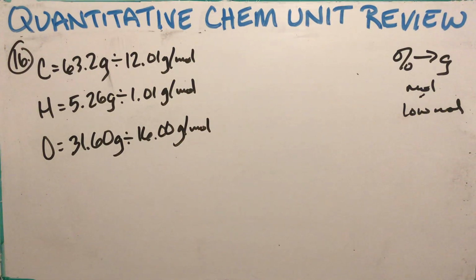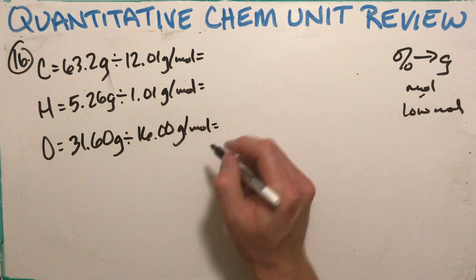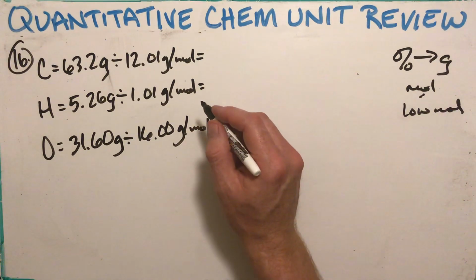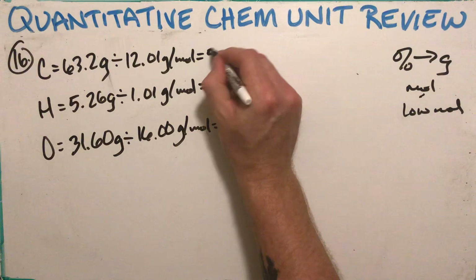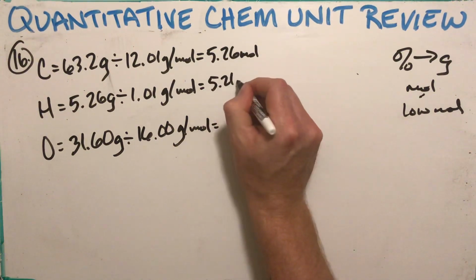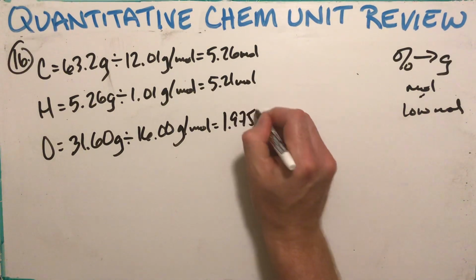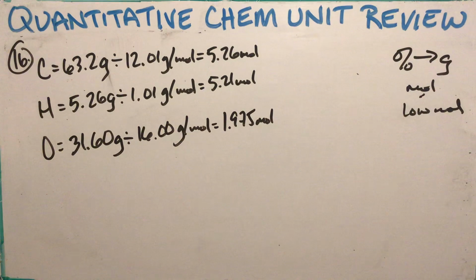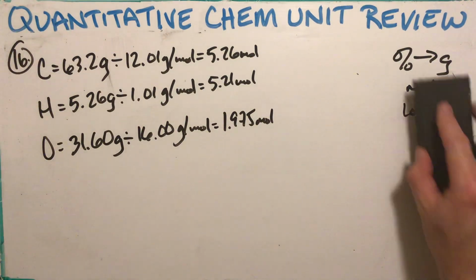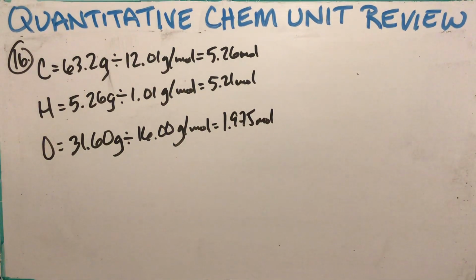All right. When I divide those, I get 5.26 moles for this, 5.21 moles for that, and 1.975 moles for this. All right. I'm going to erase this because I'm going to need this space. All right. I've got my moles.